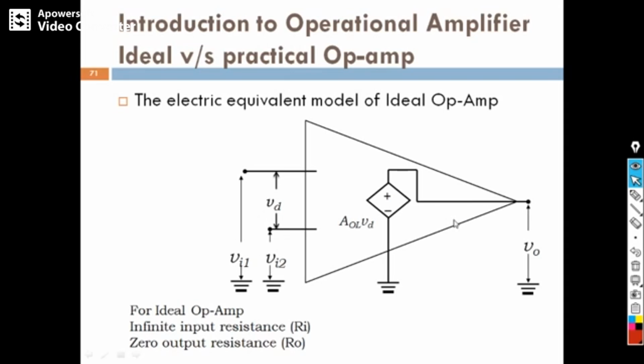So now the electrical equivalent model for the ideal operational amplifier. In the ideal operational amplifier, there is no connection between the two terminals. That means input impedance is very high or infinite, and you can see here the output is shorted. That means output impedance is 0. So that is the difference between practical and ideal operational amplifier. My dear students, now I'll take you to our class notes.